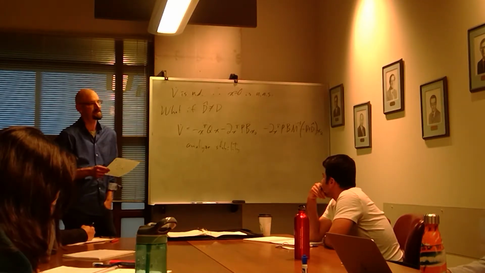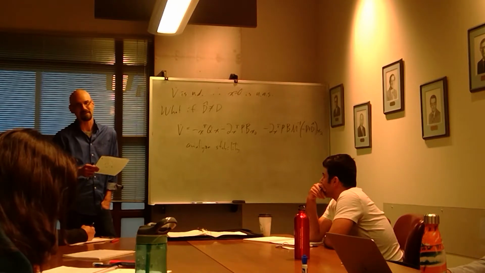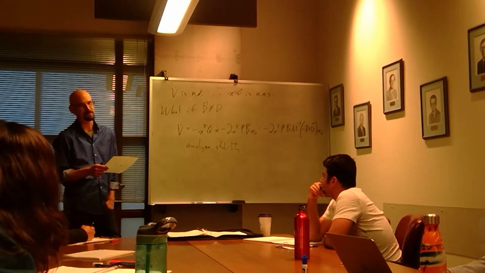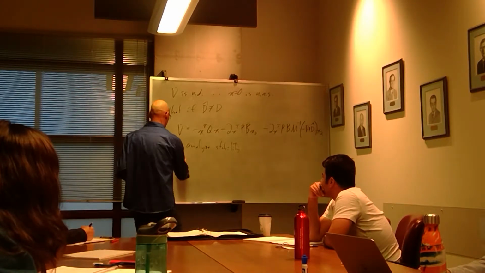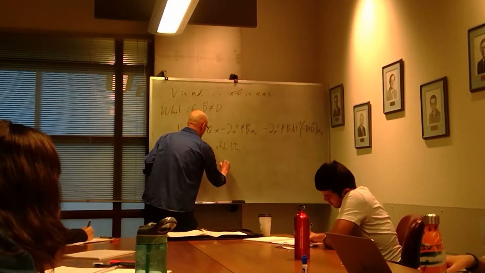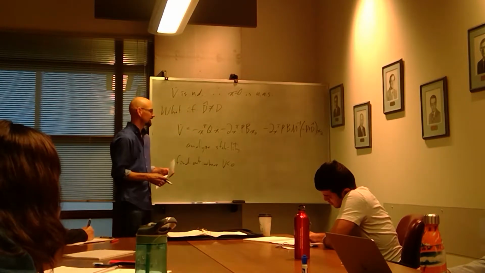You can just graph it in MATLAB or whatever, with symbolic math or something. So you figure out some way to analyze where V dot is less than 0, basically.